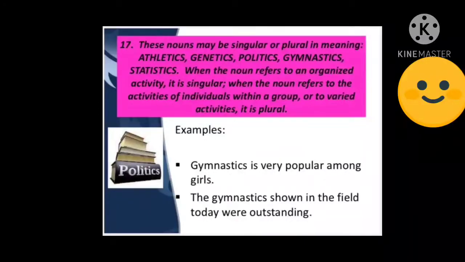Means they are not static. Athletics, genetics, politics, gymnastics, statistics: when the nouns refer to an organized activity, it is singular. When the noun refers to the activities of individuals within a group or to varied activities, meaning different people and different individuals, it is plural.